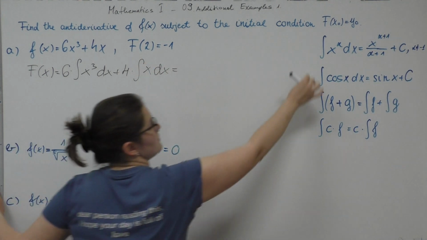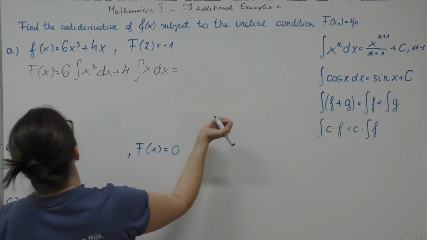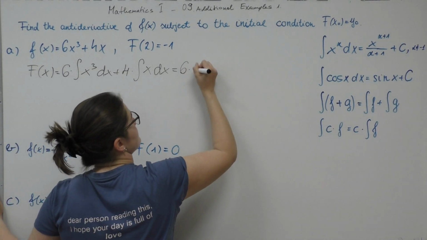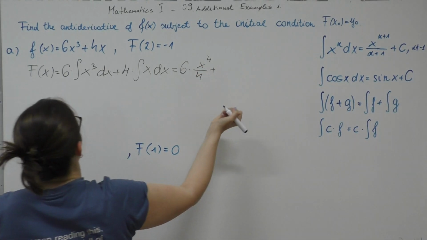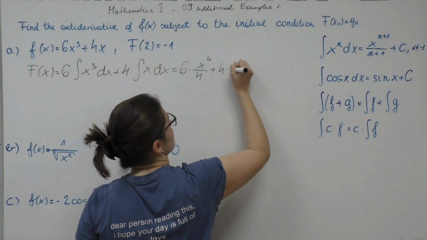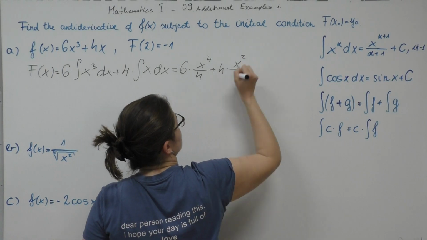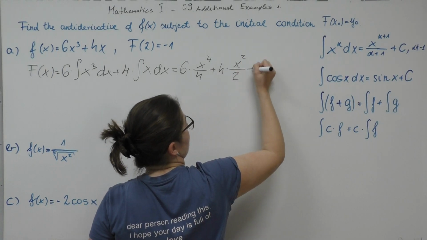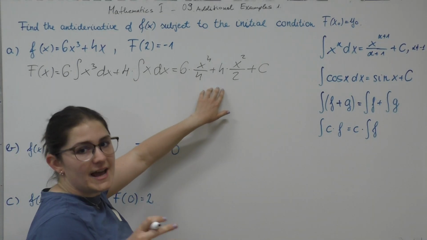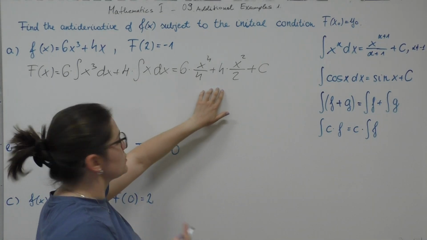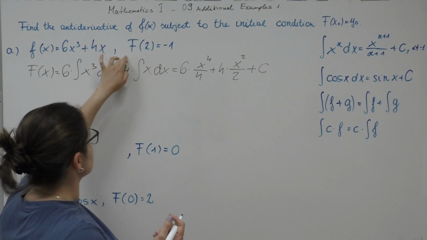And now we can use the first rule, so it's gonna be 6 times x to the 4th over 4 plus 4 times x squared over 2 plus c. Okay. These are all the antiderivative functions, but we need the one that satisfies this condition.